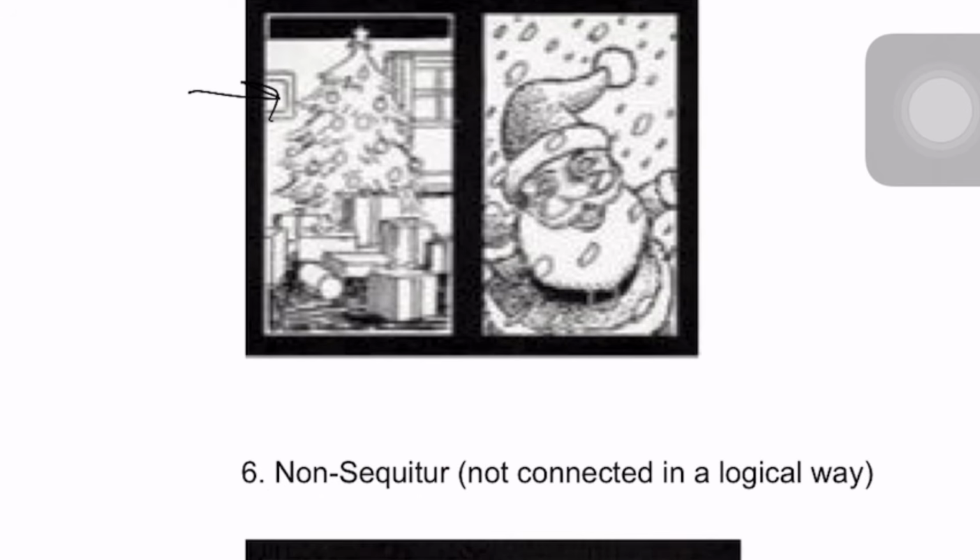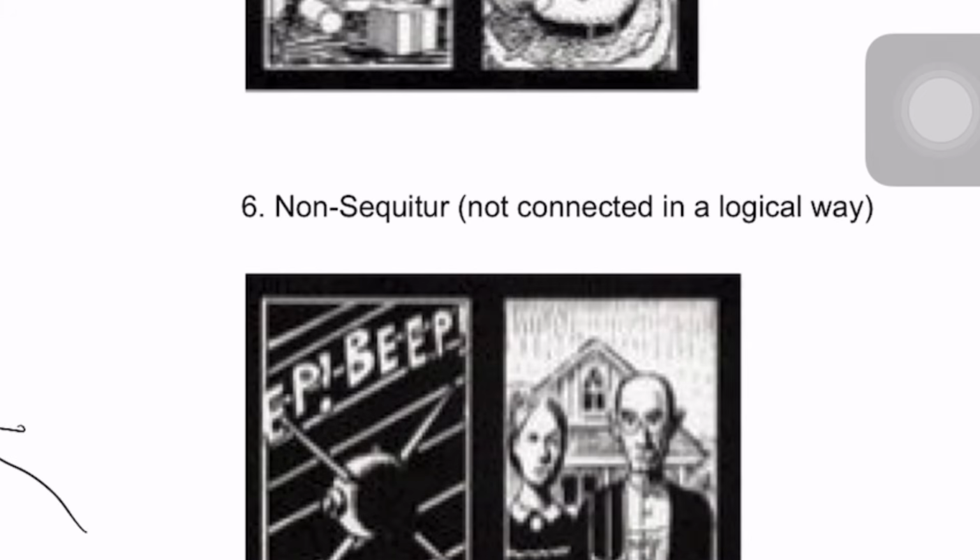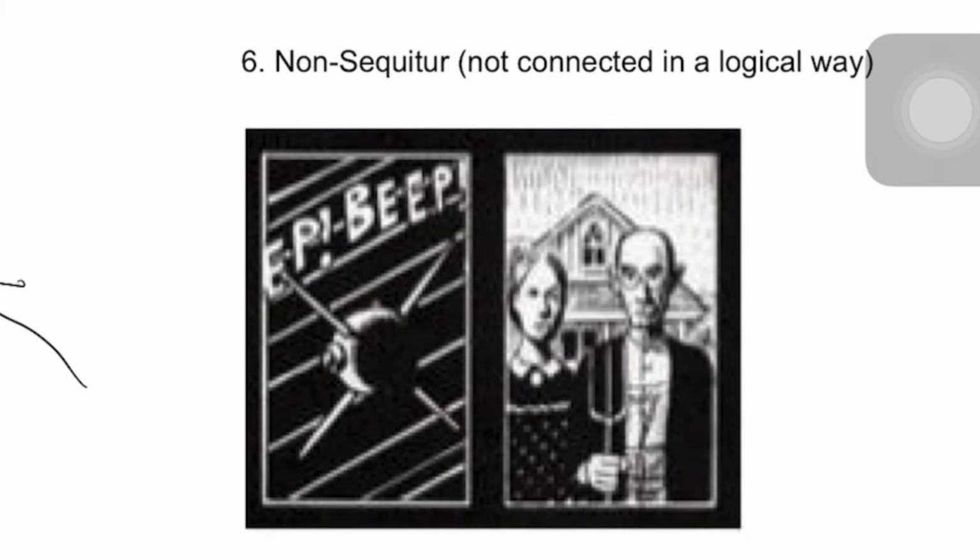Finally, the last one is non sequitur. Those are just things that do not connect in a logical way at all. You can tell that with both of these images, you're asking the question, what do they have to do with each other? And that's something that the author uses in order to get you to think and try to put pieces together.